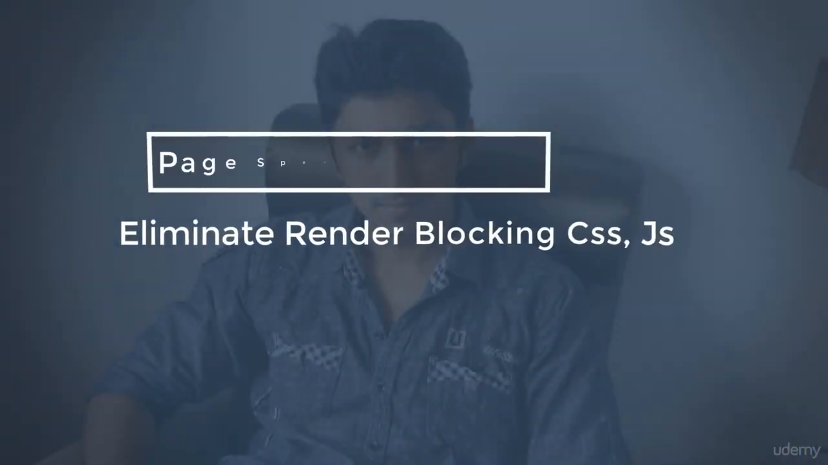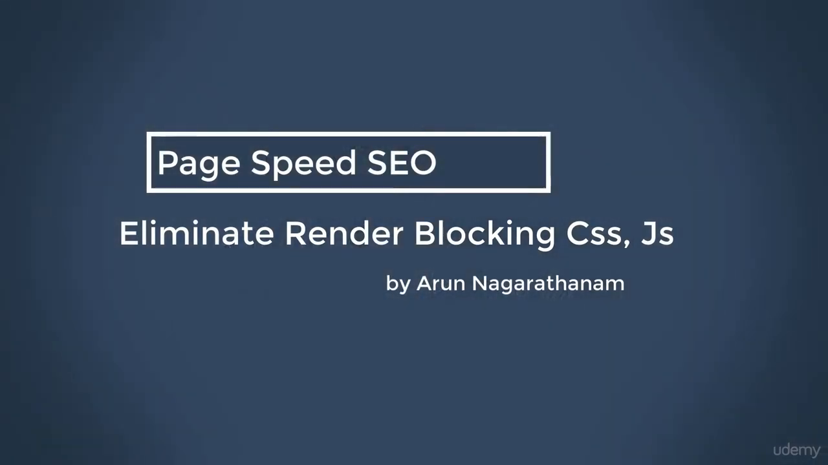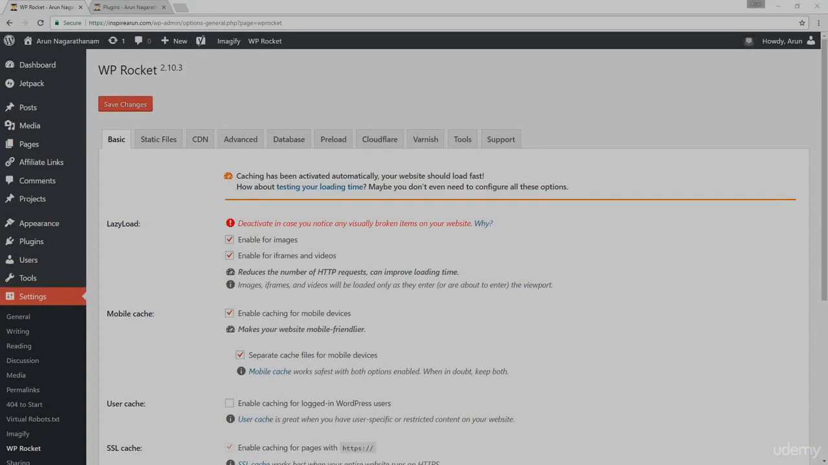In this lecture, we are going to see how to eliminate render blocking of CSS and JS with the WP Rocket Cache plugin. Once you have finished configuring these basic options, it means you have configured almost 95% of this WP Rocket Cache plugin. So you should have already got the maximum optimization that you can get within your website. These advanced options are for those who want to customize each and every option that they wish to play around with.